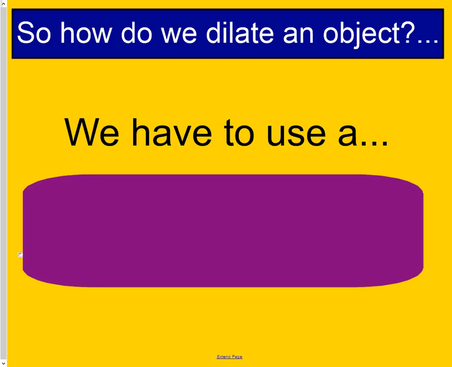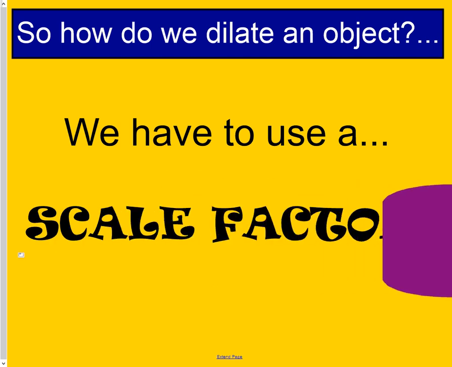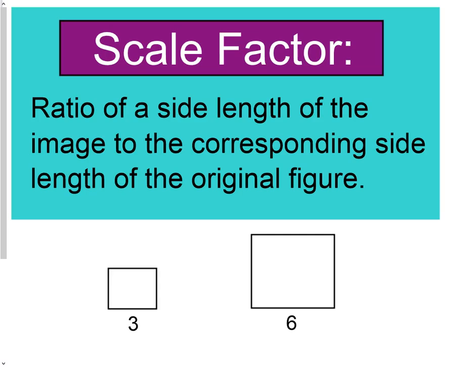So, with that being said, how do we dilate an object? Well, if we refer back to our success criteria for today, we talked about a scale factor. So we're going to have to use this thing called a scale factor. Here's our second vocabulary term for today. A scale factor is the ratio of a side length of an image to the corresponding side length of the original. In other words, and we're going to put this in parentheses, the number that you multiply by to enlarge or shrink.